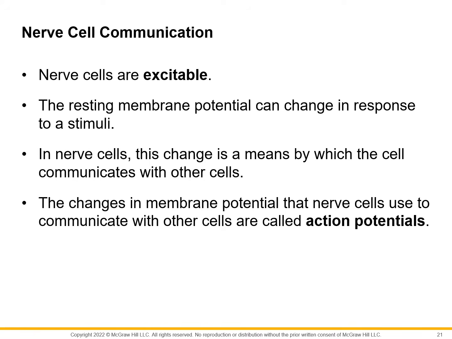Let's now talk about how nerve cells communicate. Here we use the term excitable. Nerve cells that are previously resting have the capability to respond or react to stimuli. So these reactions or changes become a way for nerve cells to communicate with one another.